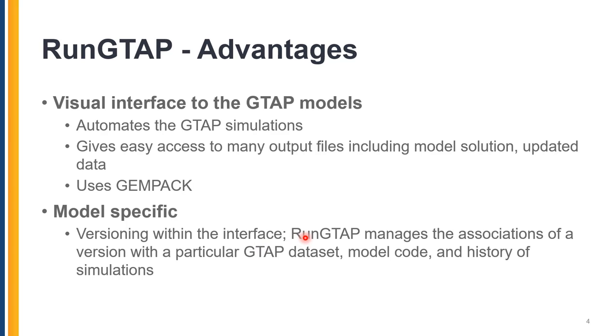RunGTAP manages those associations, keeps them all there, allows you to revert back. It gives you this way of backtracking. So if you did decide to commit some changes to the modeling structure or the parameter set in the middle of a research project, you can go backwards and say, maybe this new path is not working. Let's revert back. And so versioning allows that as well.